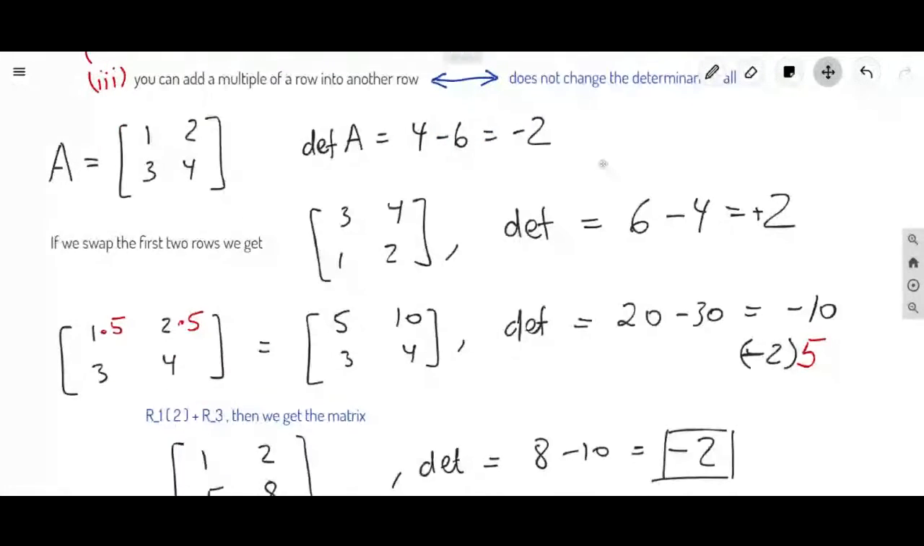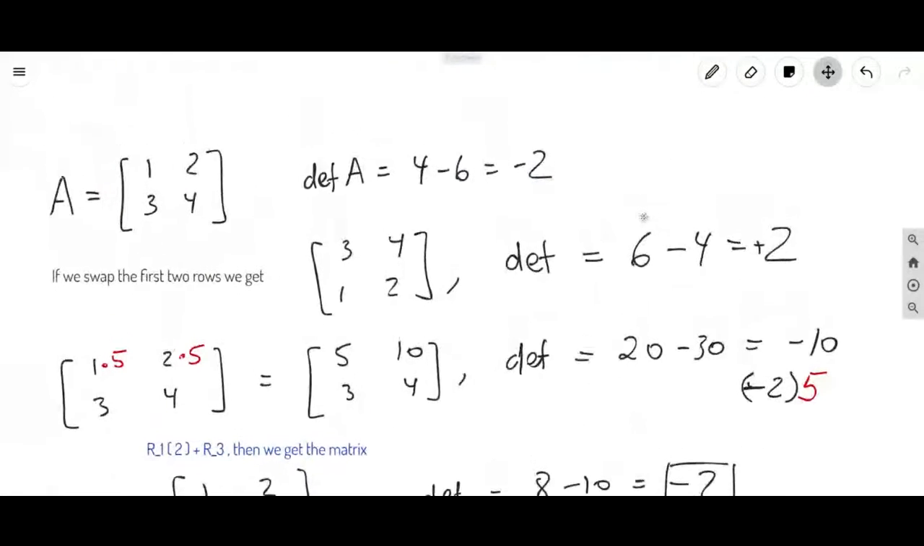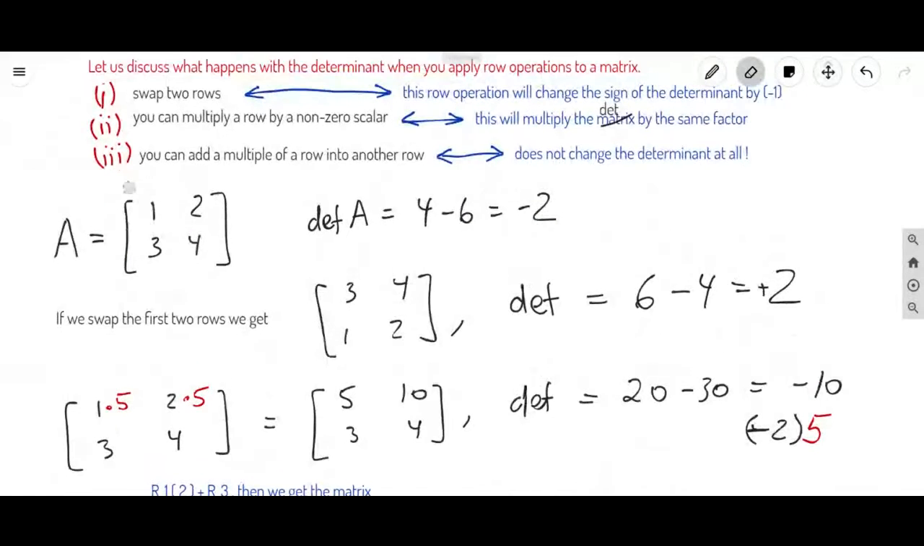So these are the row operations. And by looking at them, what you notice is that the best row operation for working with determinants is the third one, because it does not change anything. The first row operation is not as bad. It does change the answer, but only by negative 1. And the second one is problematic. The second one actually changes the answer by that multiple.